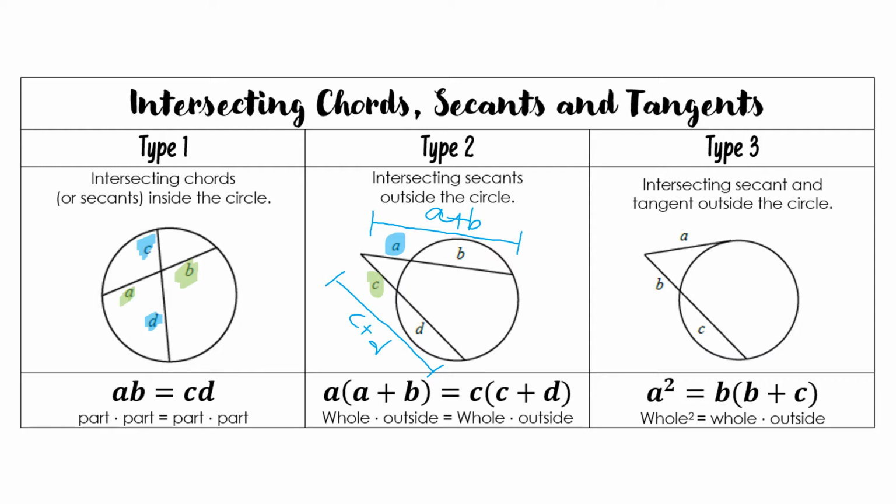The final scenario that you can see is a secant and a tangent. When that happens, the tangent squared, so A squared, will equal the outside length B times the whole length, which would be B plus C. So the tangent squared equals the whole length times the outside length.